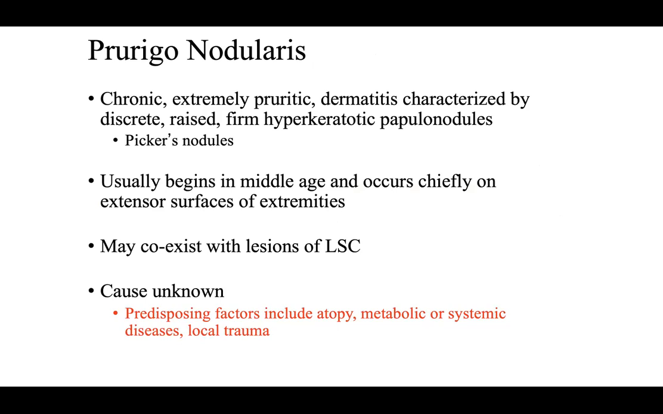So this is a chronic, extremely pruritic dermatitis characterized by discrete, raised, firm, hyperkeratotic papulonodules. Sometimes patients are chronically picking at their skin for various reasons. It could be due to the effect of drugs. It could be due to a belief that there are parasites within the skin. It can be due to the fact that they have chronic pruritus of an underlying disease. There's many different reasons why a patient's going to chronically scratch at their skin.